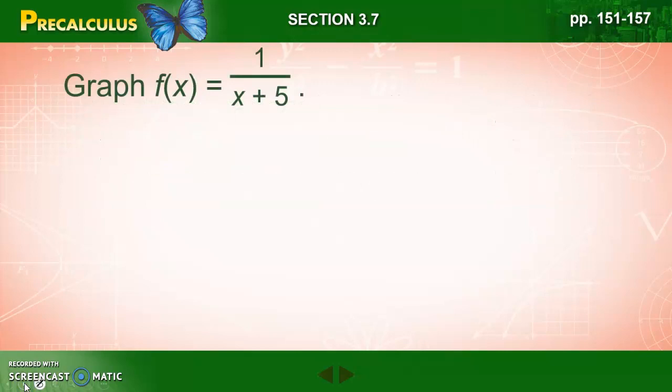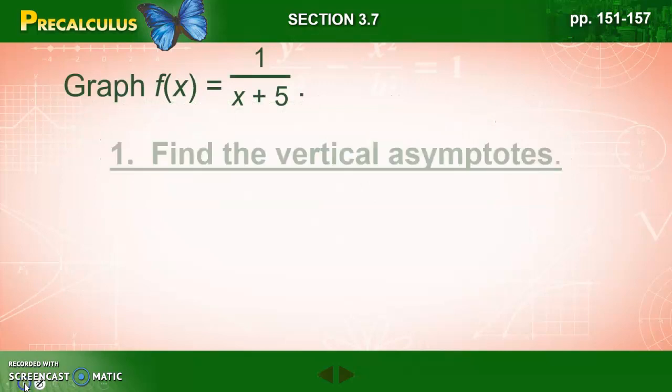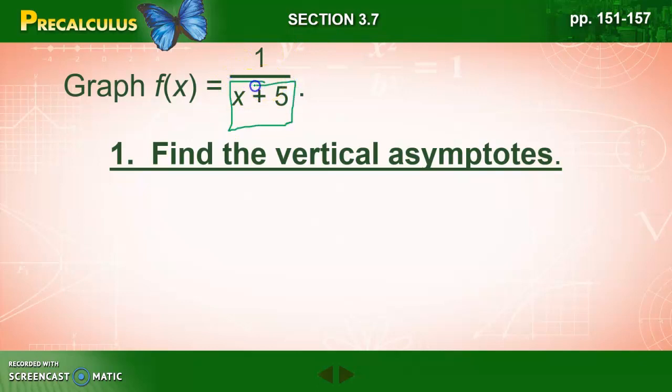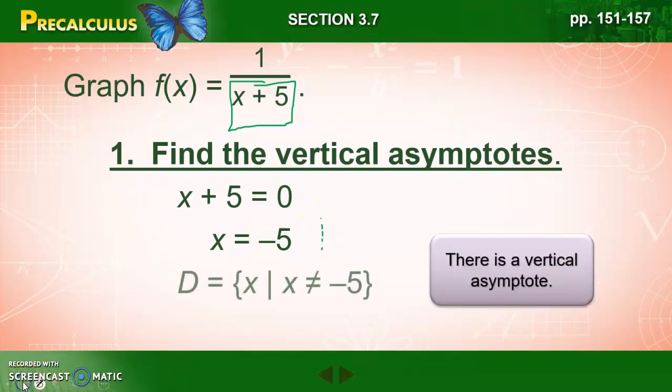Let's take a look at 1 over x plus 5 and how we would go about graphing that. First, we would find the vertical asymptotes. That's the places where x is undefined. That's going to be where we set x plus 5 equal to 0 and find the places where x is undefined. In this case, x is undefined at -5, so we would graph a vertical asymptote.